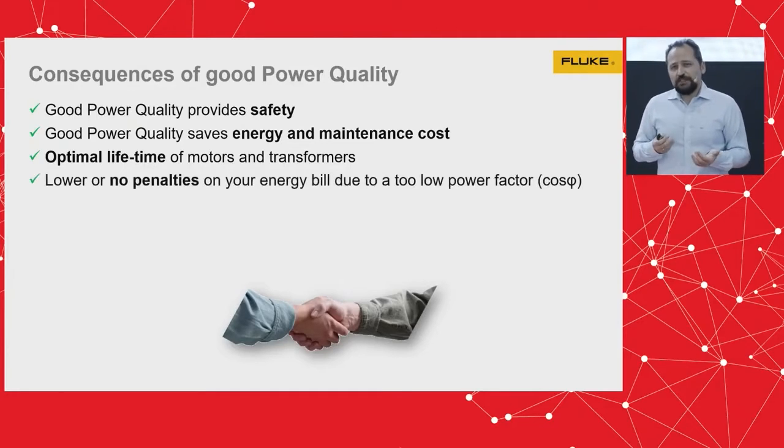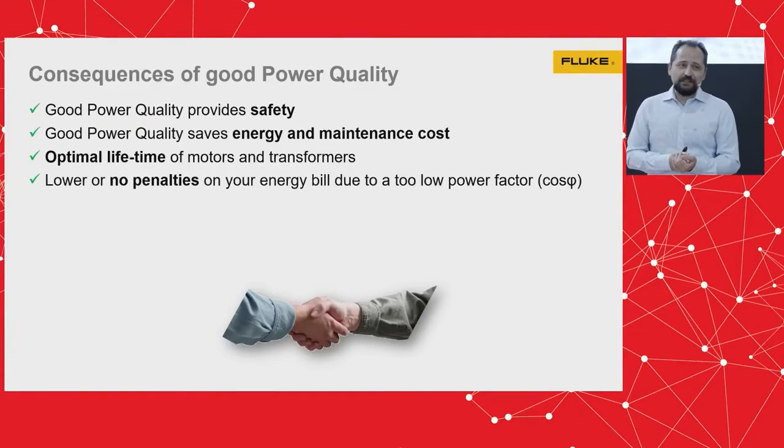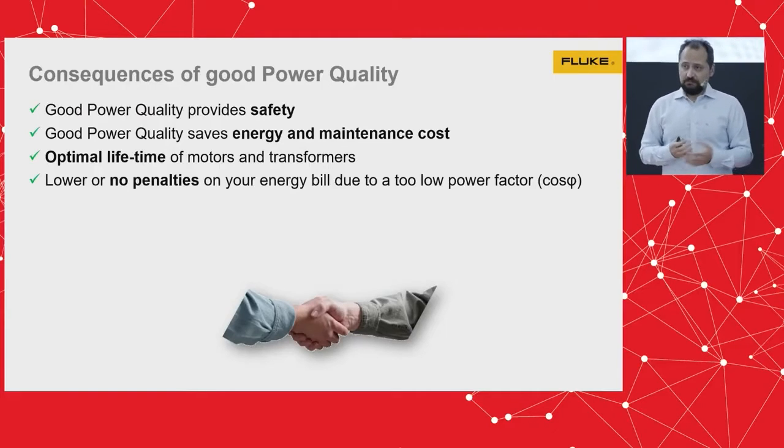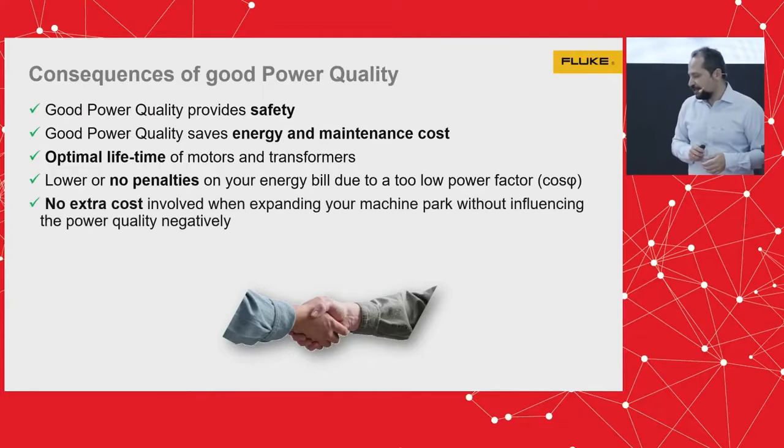We can avoid direct penalties that we can get by having a low power factor. If we have a high reactive power in our system, we may have a power factor that is below 0.9 or 0.95, depending on the situation. In those cases, we may have penalties from the power supply company because that's not something that they want. So we need to keep that in mind as well. We can save on those penalties.